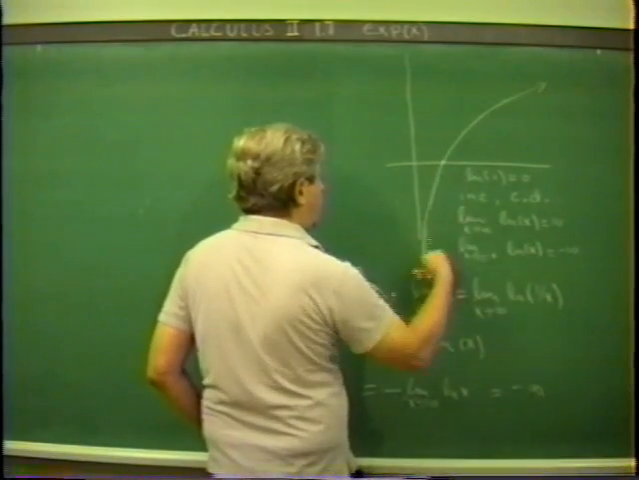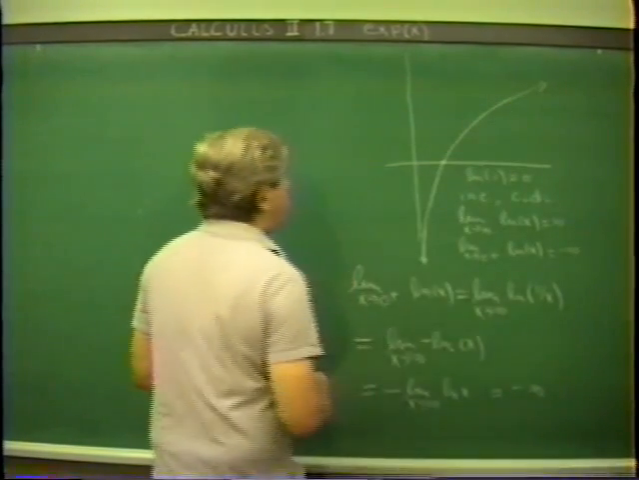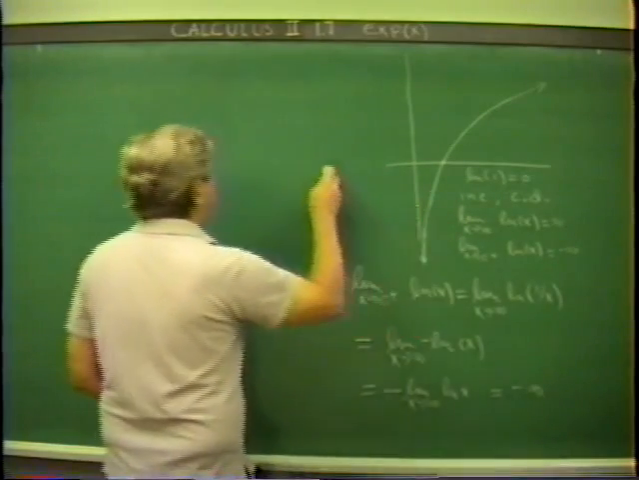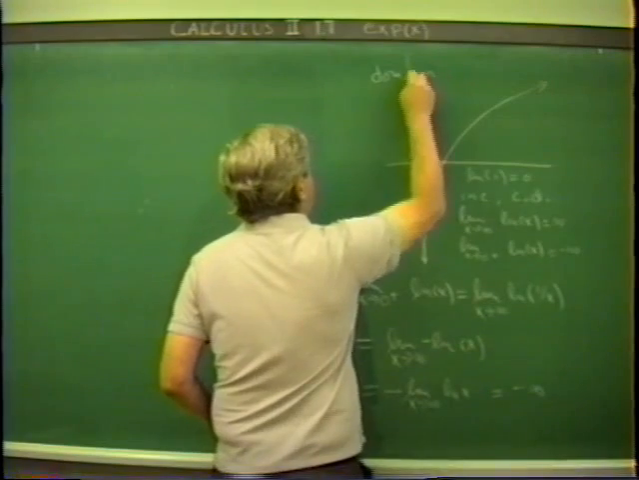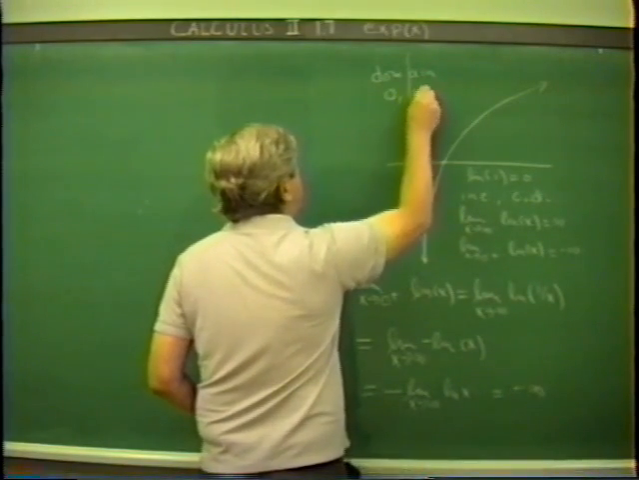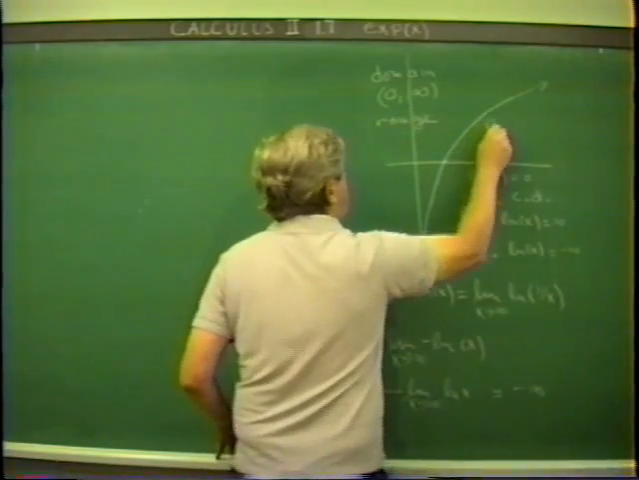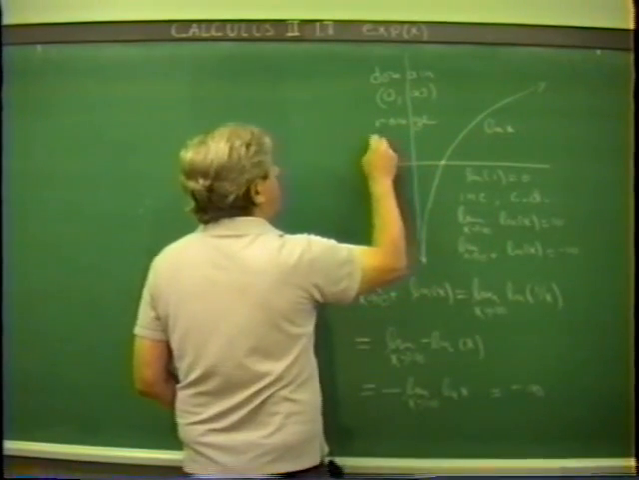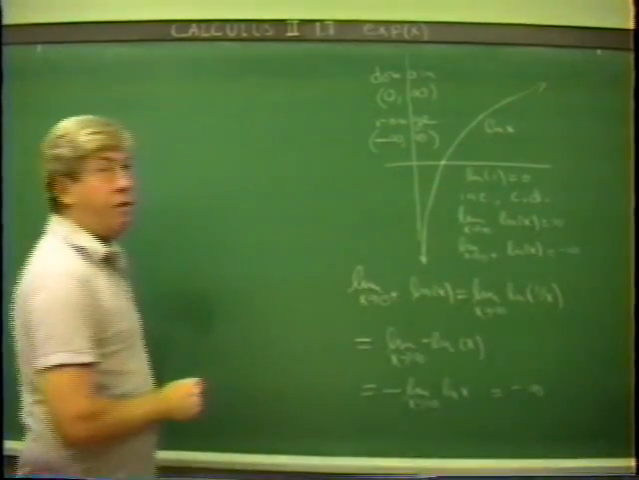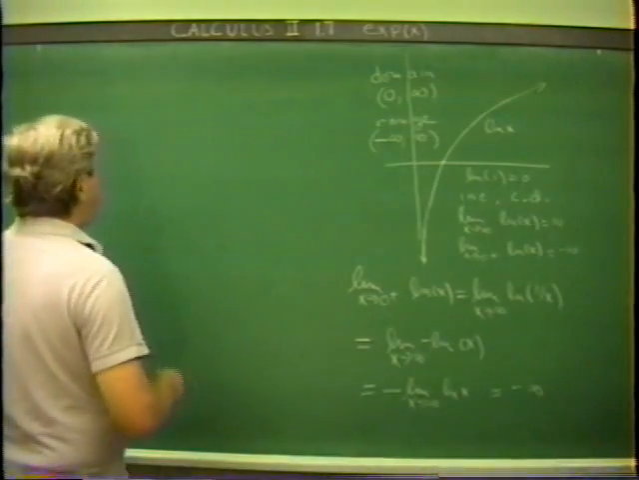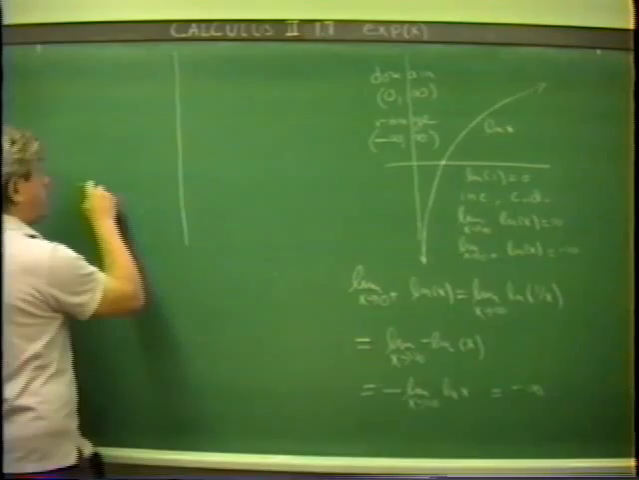So what this then says is that as x approaches 0 from the right, the logarithm function approaches minus infinity, and as x approaches infinity, the logarithm function approaches infinity. So what we have then is the following. The domain of the logarithm function is from 0 to infinity. The range of the logarithm function is from minus infinity to infinity, and it takes on all the values between minus infinity and infinity. So what we can then do is the following.